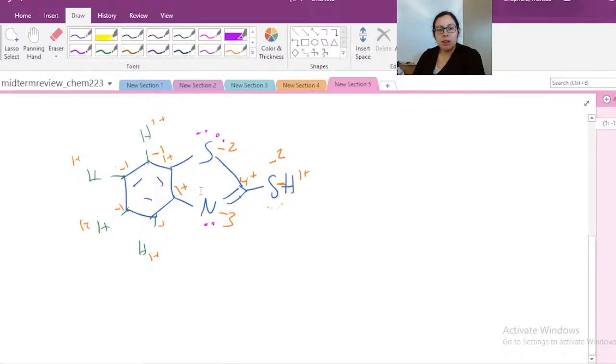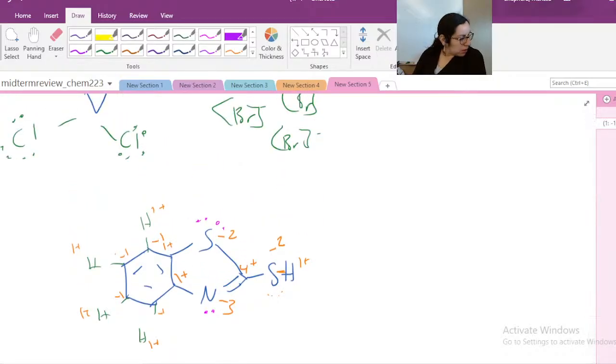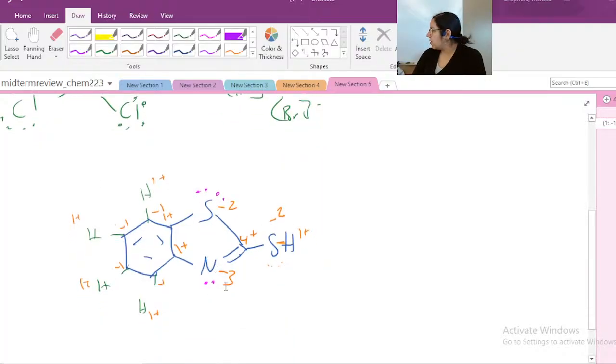Questions on this one, especially the organic structure? I think the one on your exam should be a little easier, the organic structure. And I did draw out the lone pairs explicitly on your exam as well, so that should help.